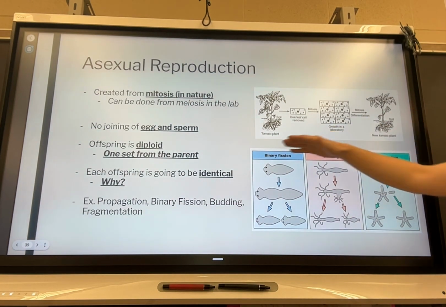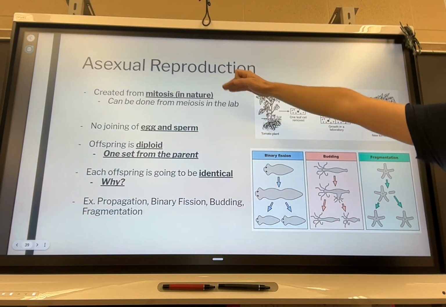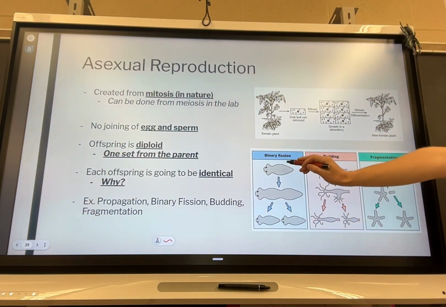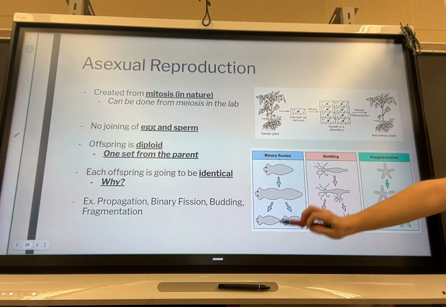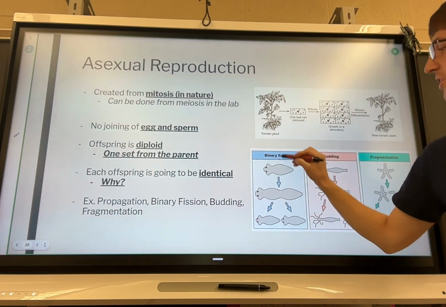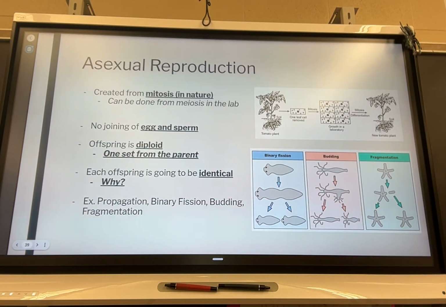So each offspring is going to be diploid. It's going to get one copy from the parent, and they're going to be identical. Whatever the mom had, in this binary fission, is what both of these babies are going to have. This is also going to cause a little bit of issues, because there's less variability with asexual reproduction, since there is no crossing over.